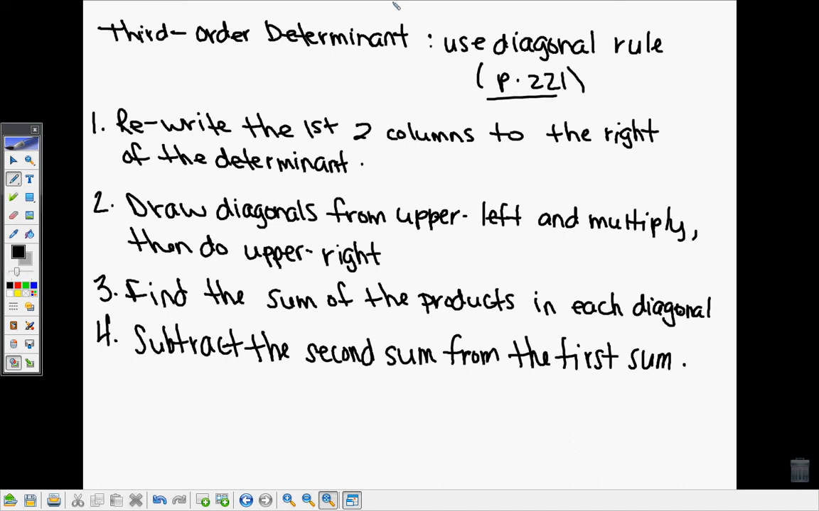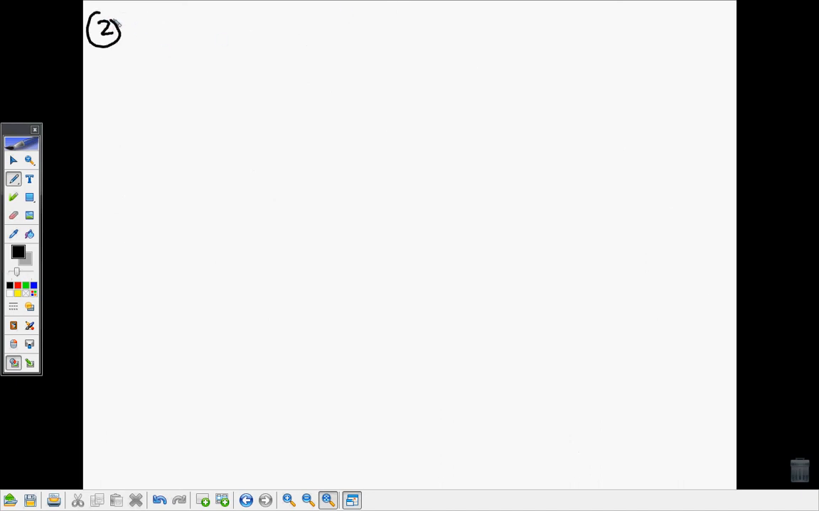Okay, this will be number 2. All right, they want you to find the determinant of this matrix. Make sure you write it down carefully. 4, -3, -4 at the bottom. 4, -3, -4. -8, 2, 5, 3, 6, 9.